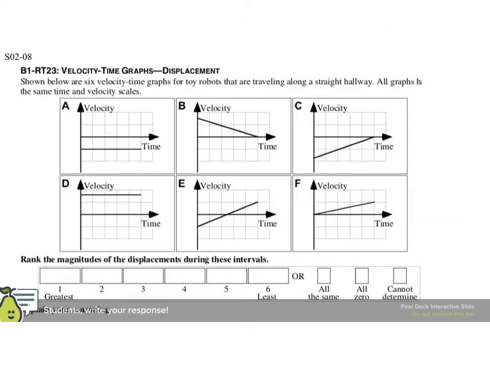Here we want to say, shown below are 6 velocity-time graphs for a toy robot that is traveling on a straight hallway. All graphs are on the same velocity and time scales. We want to rank the magnitudes of their displacement. So again, we're going to rank, highlight important words, we're going to rank the magnitudes of their displacement. But we don't have a displacement graph, so we have to remember that displacement is delta x, and it's going to be the area.